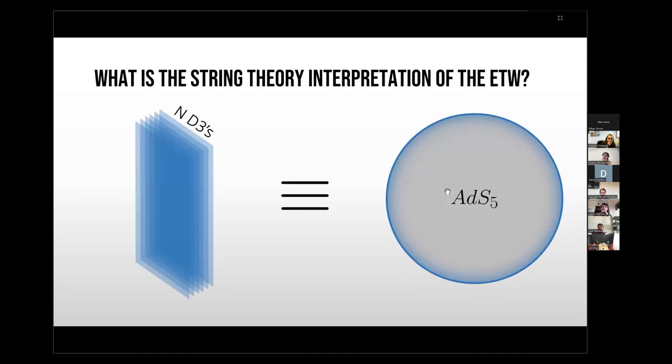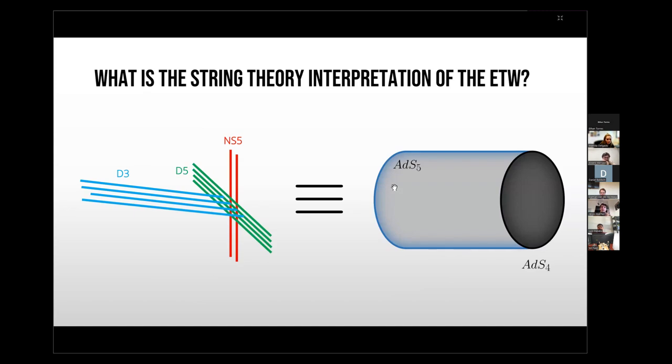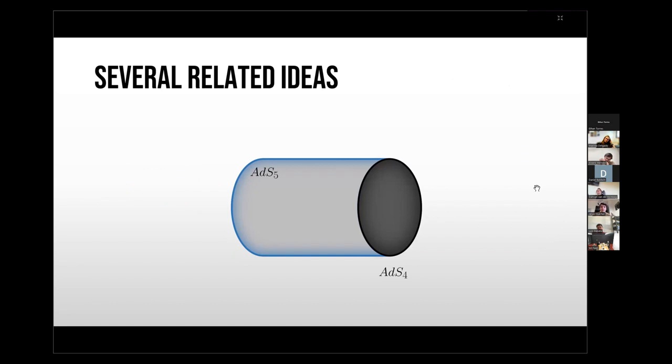What is the string theory interpretation of this cobordism? In AdS/CFT, a stack of D3 branes is equivalent to an anti-de Sitter spacetime. So the end of the world brane of AdS5 would be, for example, that the D3 branes, equivalent to AdS5, end on some 5-branes, D5 and NS5, and these branes are the stringy realization of this end of the world brane in AdS4 slicing.